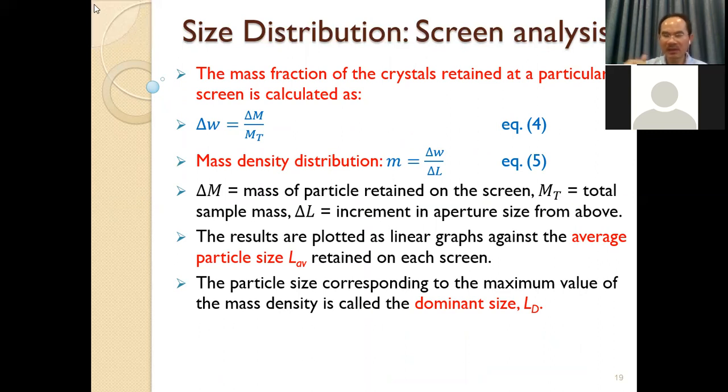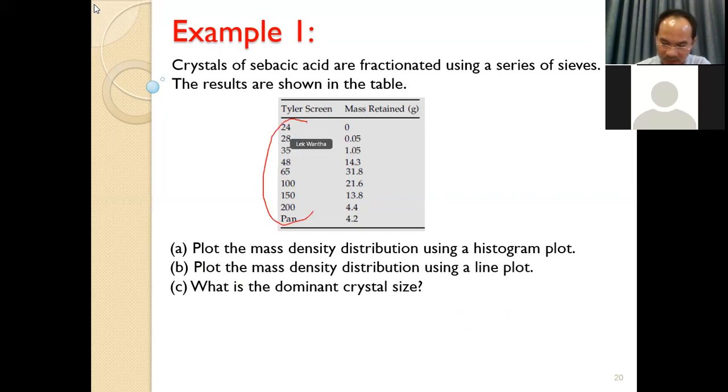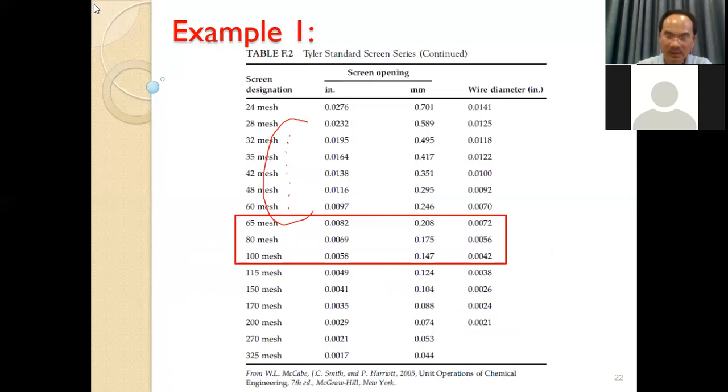After you analyze all the screen numbers, you can plot a linear graph by the average particle size. You can average the particle size, and then you can find the maximum value of the mass density, which gives the dominant size. For example, let's look at it in detail to understand. For this case, we use Tyler screens, 1, 2, 3, 4, 5, 6, 7, 8. We use the screens by the Tyler standard. Previously, we showed the US standard. This is the Tyler standard.